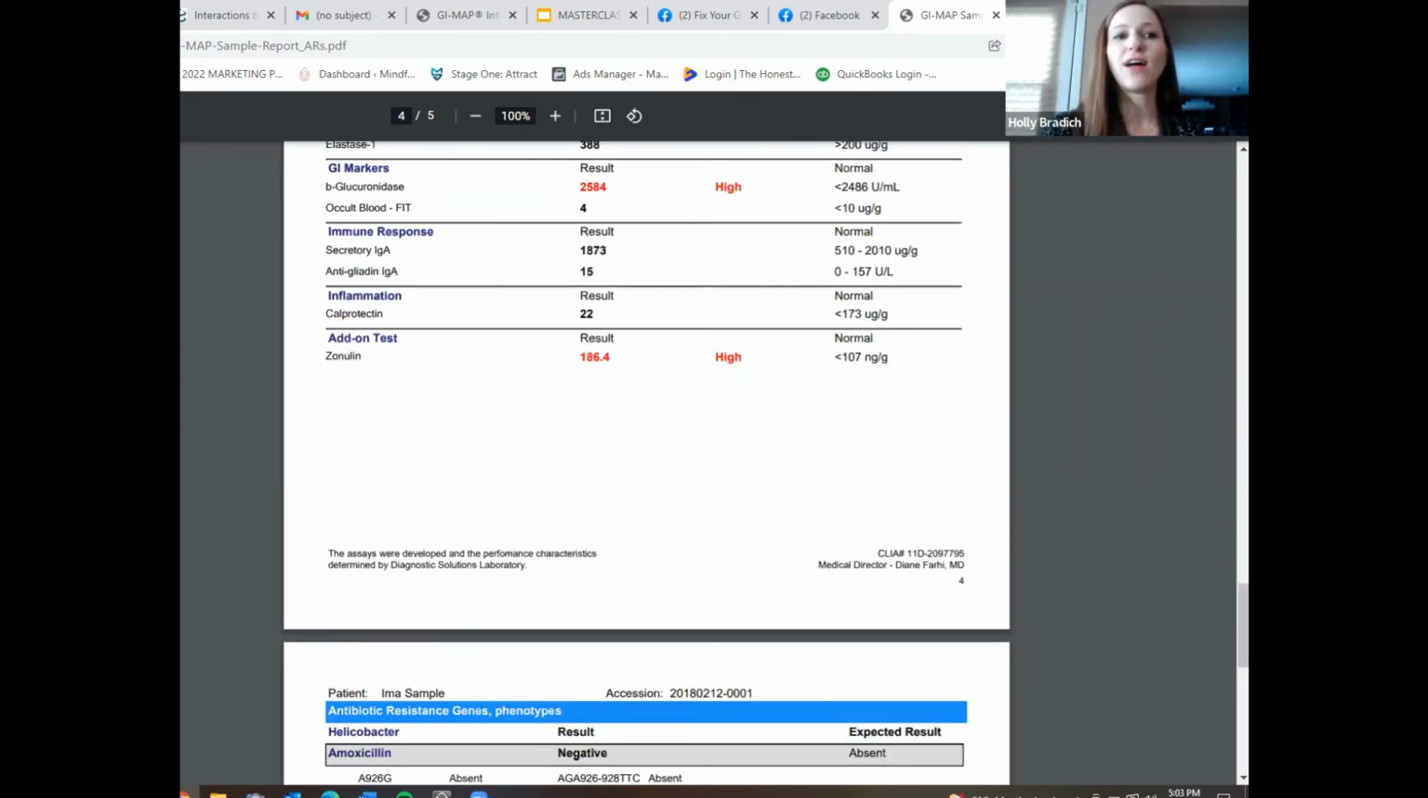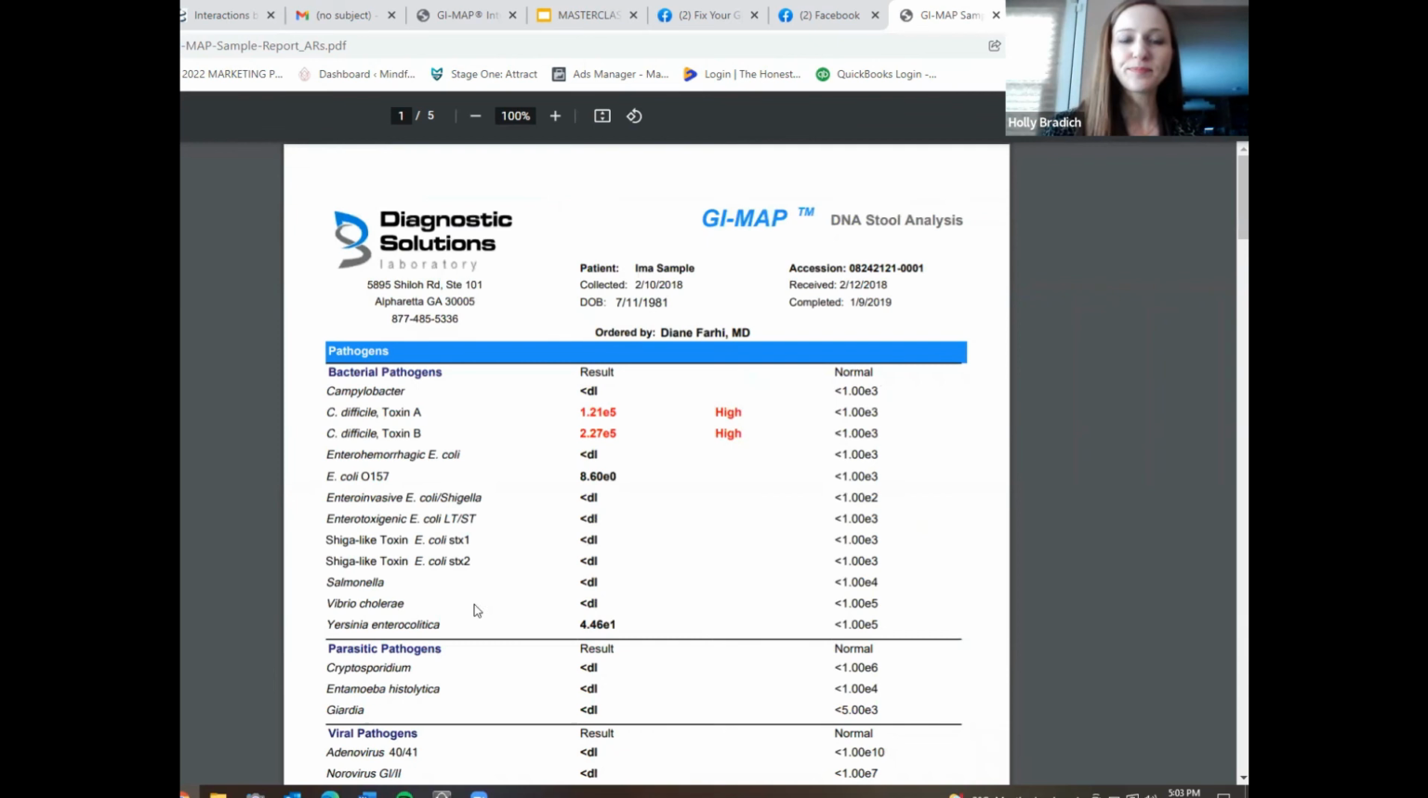Anyways, so that was a lot of information thrown at you. We went through a whole bunch of stuff. I hope you guys found it helpful. I don't know if there's anything else I need to add here, but do let me know if you have questions. I do offer the GI map as part of what I do in working with clients.